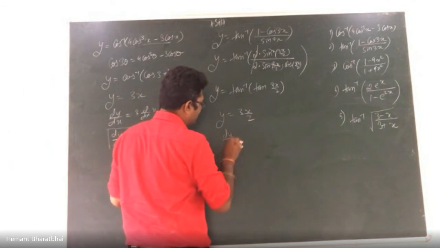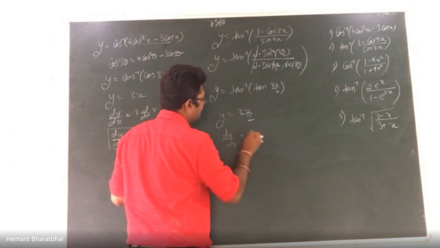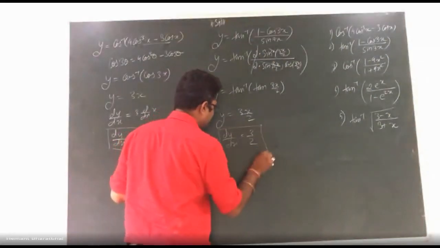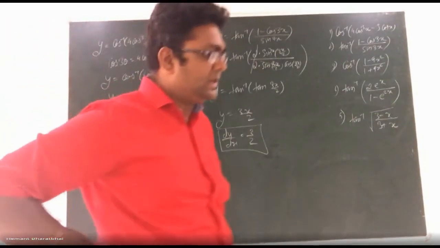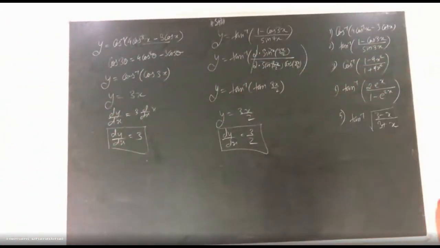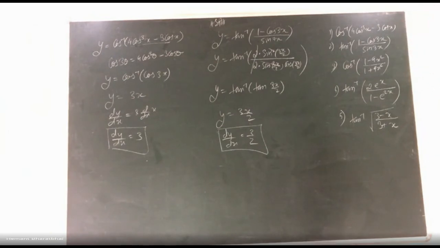Therefore now the derivative will be 3 by 2, since the derivative of x is 1. You see, it became simple. So every time we are not going to blindly apply the chain rule. Many times we'll think first, and only then apply the chain rule.